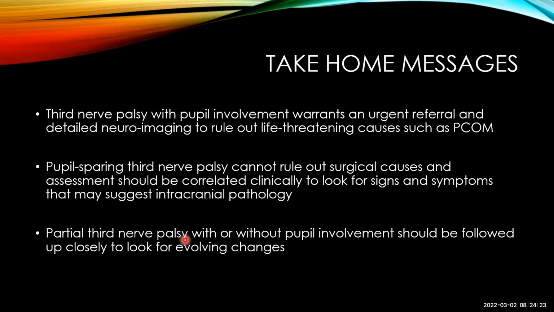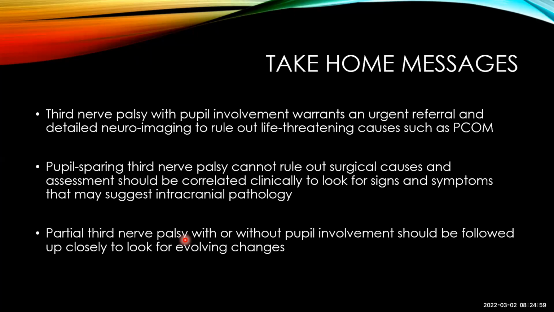So here are the 4 cases of isolated third nerve palsy caused by different etiologies that we have discussed and under our care. So the take-home messages for this session will be: third nerve palsy with pupil involvement warrants an urgent referral and detailed neuroimaging to rule out life-threatening causes such as PCOM, intracranial mass or space-occupying lesion. And pupil-sparing third nerve palsy cannot rule out a surgical cause, and the assessment should be correlated clinically to look for signs and symptoms that may suggest intracranial pathology.